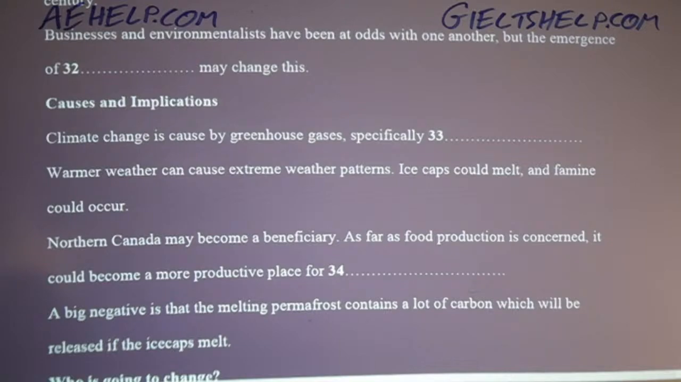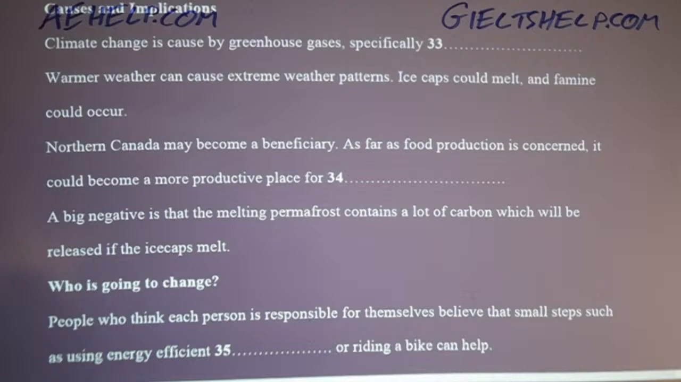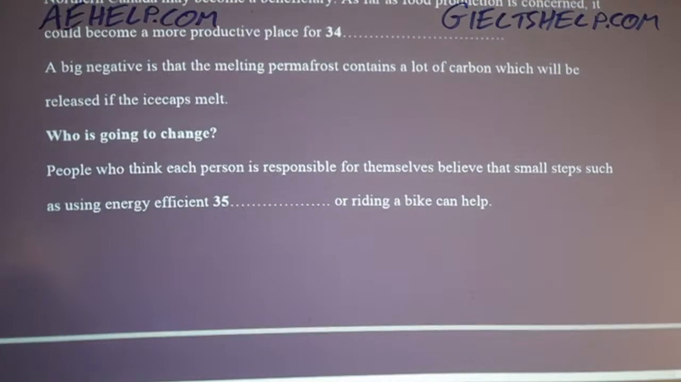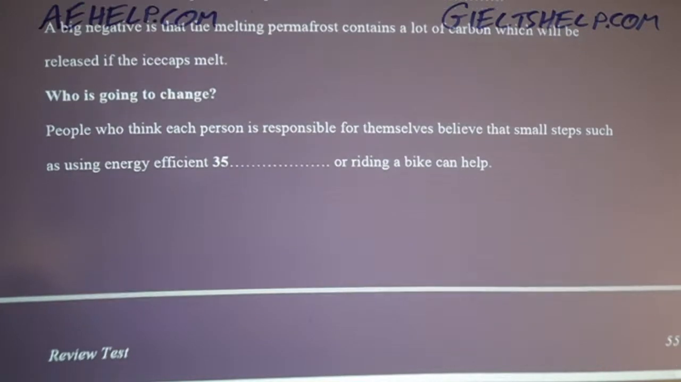Weather patterns could become more extreme. The polar ice caps could melt. Sea levels could rise, and incidences of famine due to drought could also increase. On the other hand, places such as northern Canada will likely become more productive for farming and mineral and crude oil extraction. What isn't positive about the permafrost melting is that the ice is a carbon sink, and when it melts, it releases even more carbon into the atmosphere. It's clear that humans will have to change their relationship with the Earth and its resources, but the debate remains over who should be leading that change.